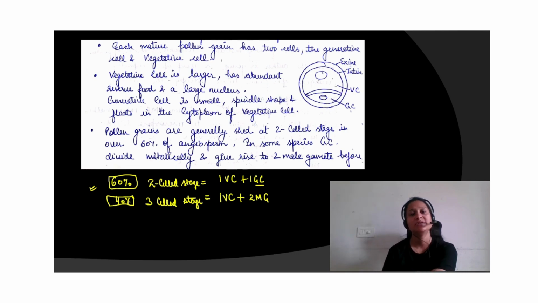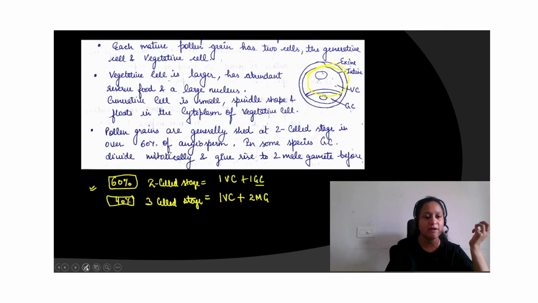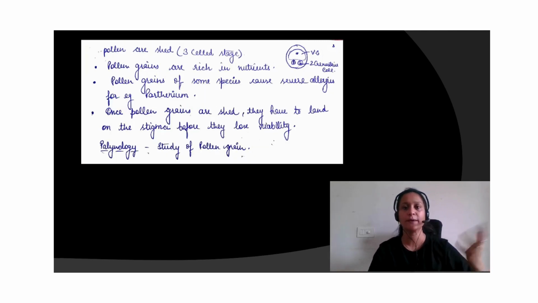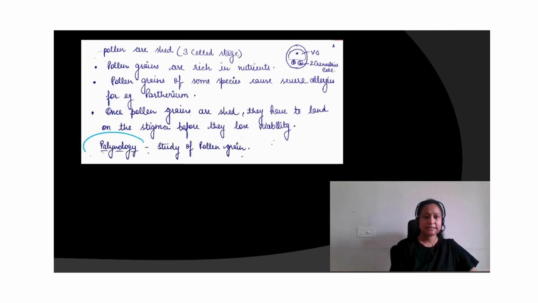Alright. Vegetative cell is the larger cell here. It has a lot of nutrients, abundant reserve food material and a very large nucleus. Generative cell is small, as I told you. It is spindle shape and it is floating in the cytoplasm of the vegetative cell. Clear? Okay. Palynology is the study of pollen grain. Remember this. Palynology is the study of pollen grain. Logy is study.